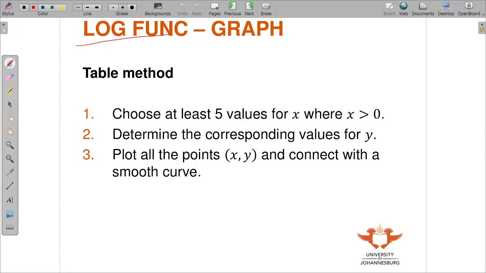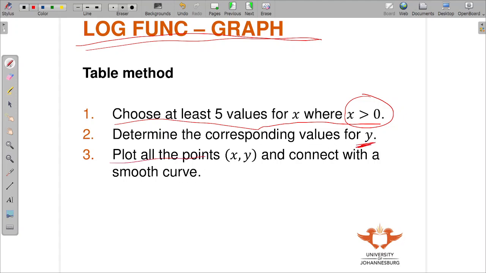All right. Now also, if you want to graph the logarithm function, the same way we graph the exponential function, you choose at least 5 values of x, but x must be greater than 0. In a logarithm function, x must be greater than 0 for you to get a defined value. Determine the corresponding values of y and then plot the points and connect the curve.